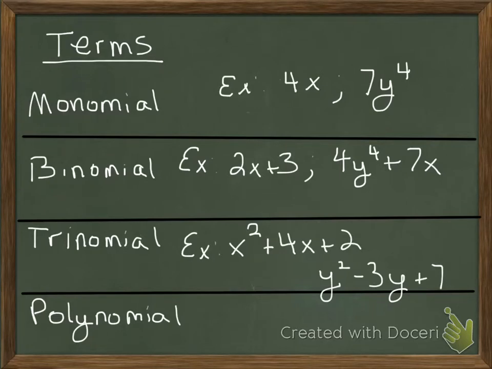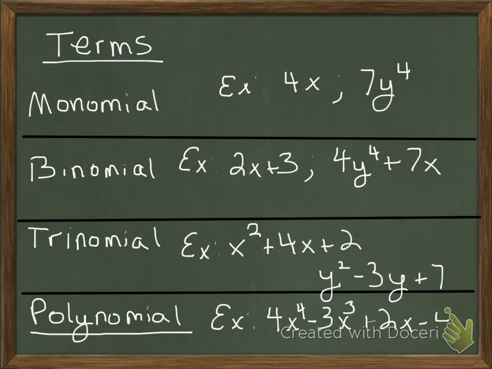And then finally, polynomial. Now, we talk about polynomials as basically, it can refer to anything over a monomial. You can refer to a binomial as a polynomial. You can refer to a trinomial as a polynomial. And generally, anything above trinomial we call a polynomial. So it could be, just to give an example, 4x to the fourth minus 3x to the third plus 2x minus 4. Okay, so that has four terms, so we would generally refer to that as a polynomial.